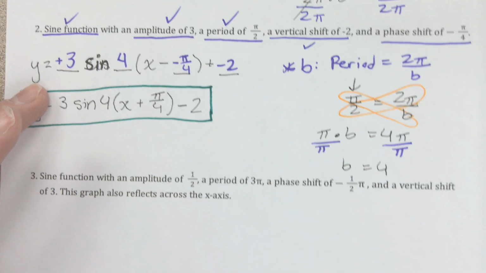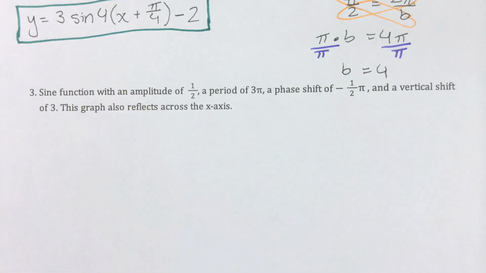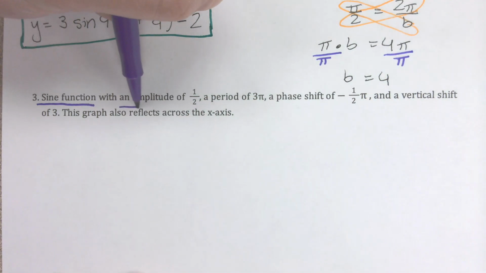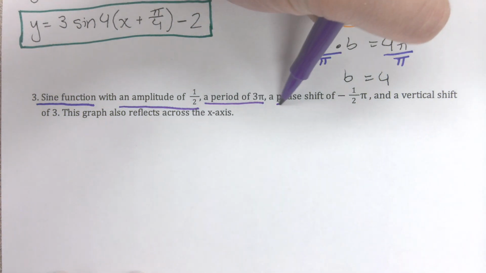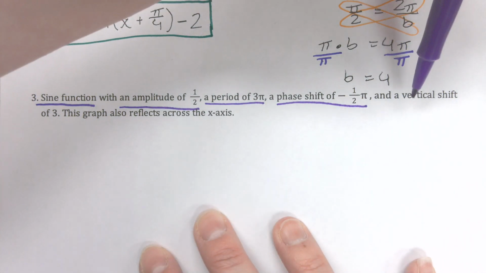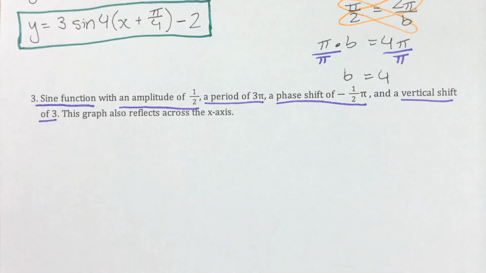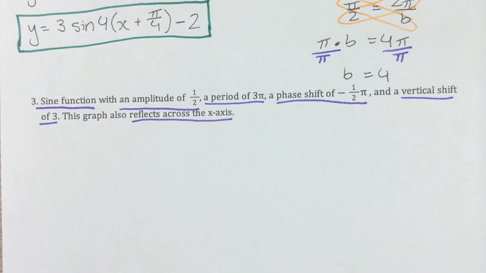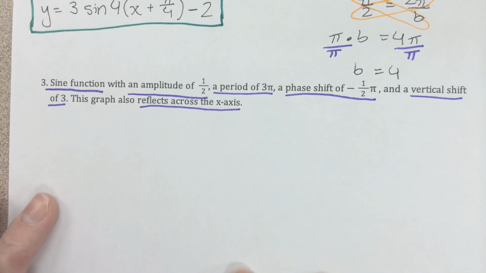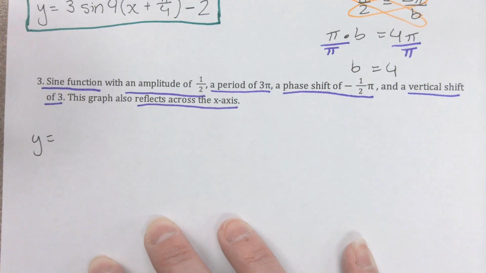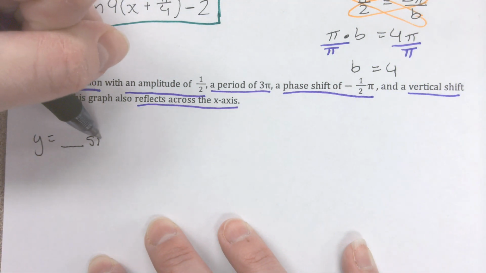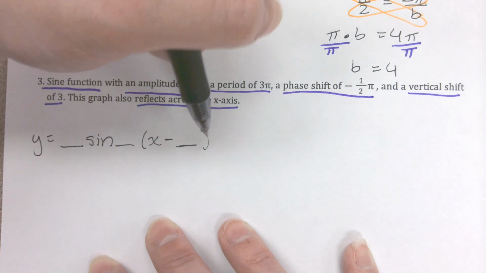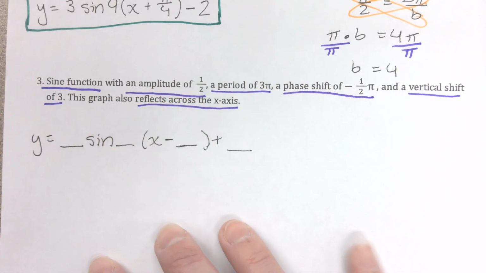One more. This one's going to have all the bells and whistles. Number 3, sine function. I'll get that right this time. With an amplitude of 1/2, a period of 3 pi, a phase shift of negative 1/2 pi, and a vertical shift of 3. Also, this graph reflects over the x-axis. First, I'll set up the outline. Y equals a sine B, in parentheses, x minus the phase shift plus the vertical shift.